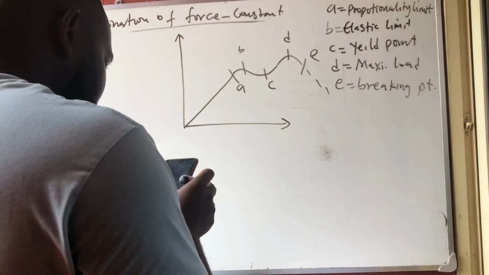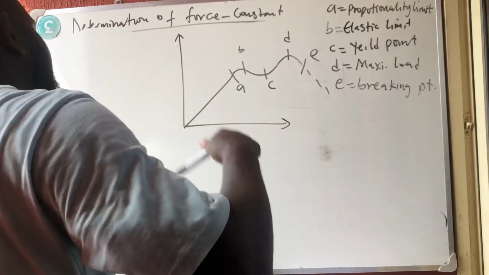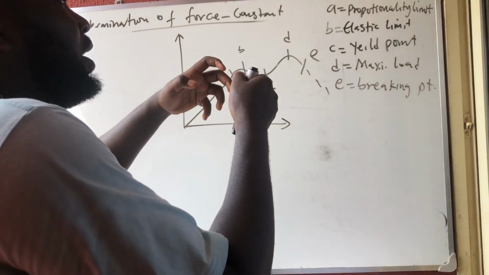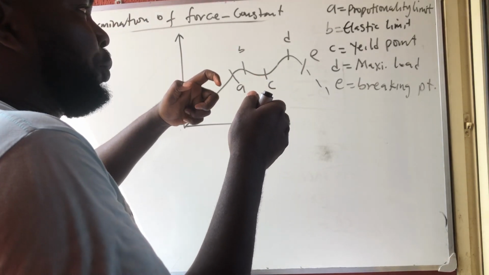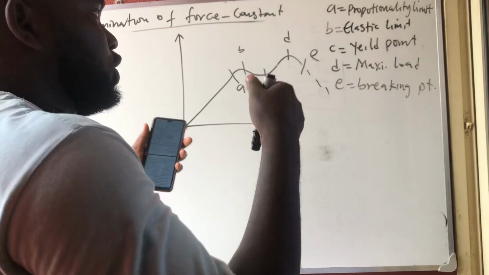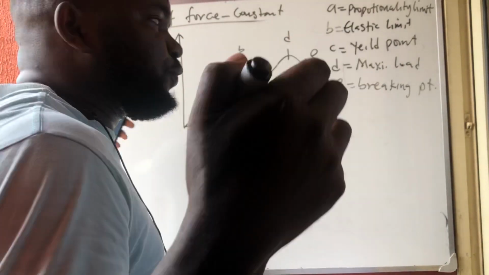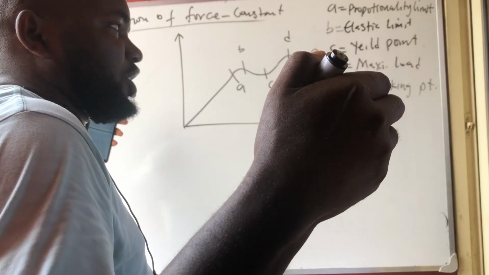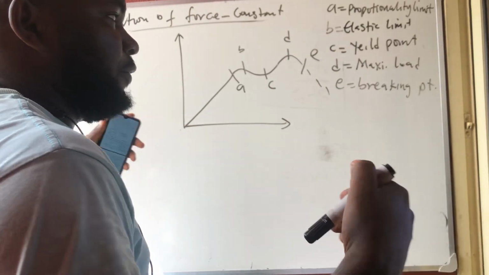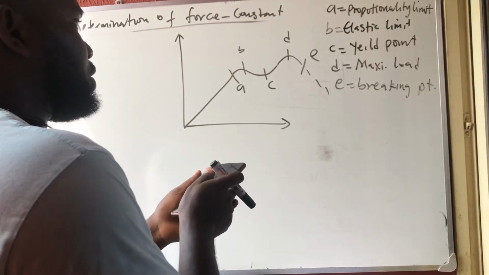So these are the stages an elastic material passes through. If I'm stretching an elastic material, the first stage to get to is the proportionality limit. The next stage is the elastic limit. Then the yield point, then the maximum load, the maximum force it can take as I'm stretching it. And when it can no longer take that force, it will break by tearing. So let us define each of them.